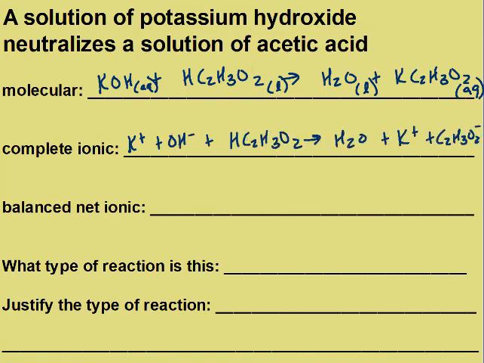This is what you should have gotten for the complete ionic, where everything broke apart except acetic acid and water. Your spectators, you should have said, were potassium, and that's all. So then your net ionic is this, and it's balanced. Now go ahead and figure out what type of reaction this is and justify that reaction. Restart when you have your type and justification.